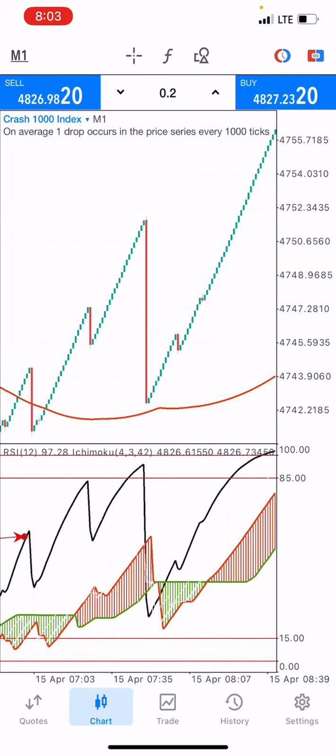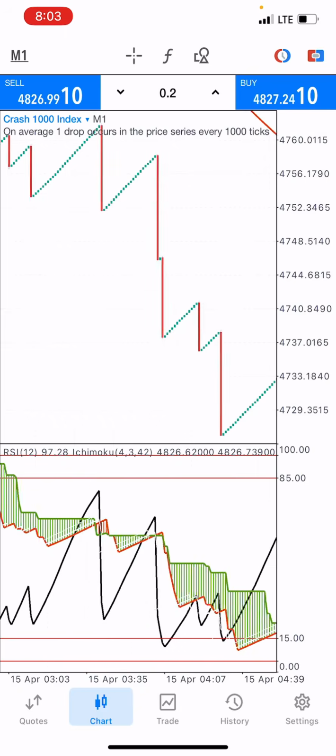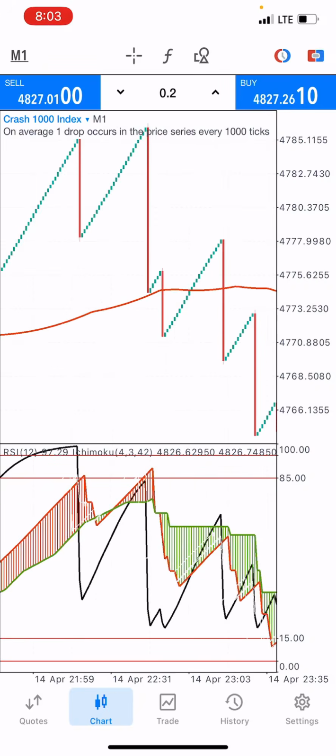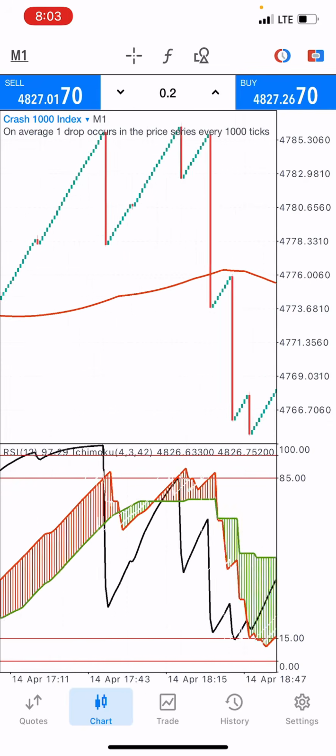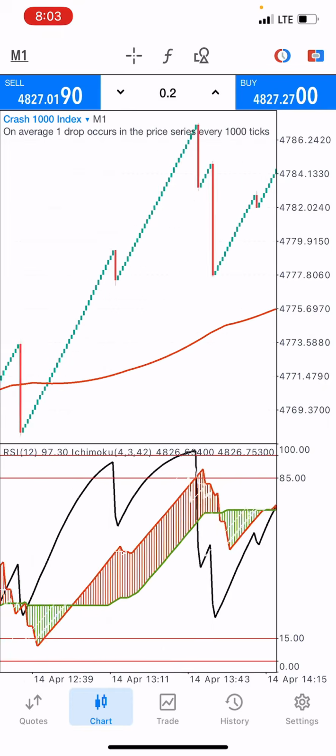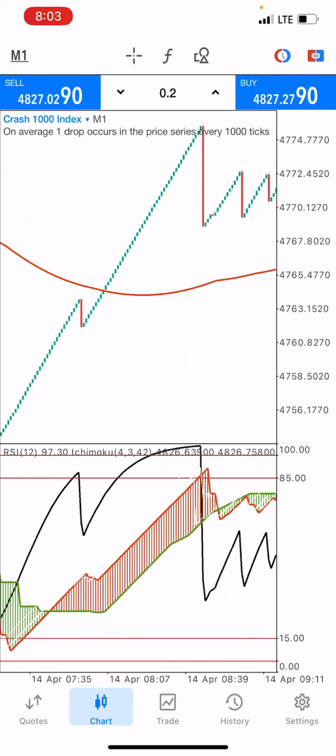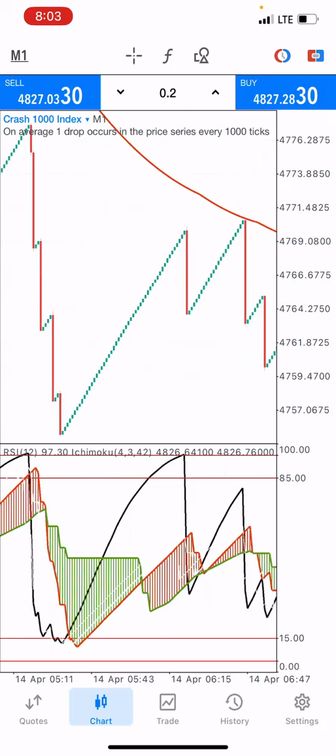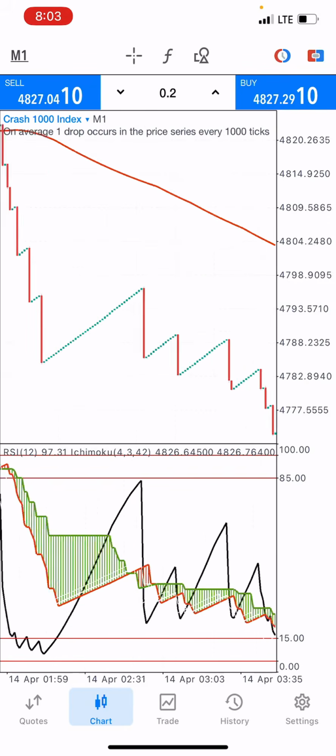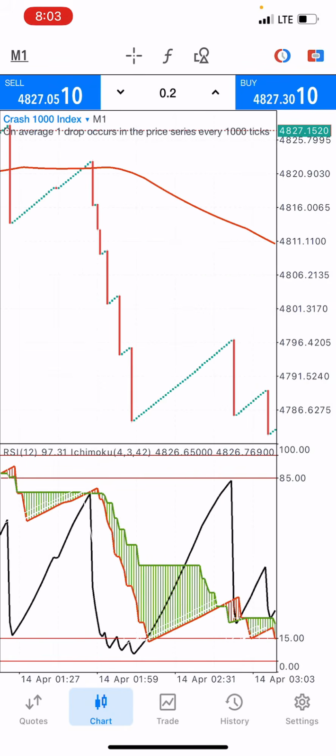If you keep going down, you see the same thing. It happens every time, guys. So you catch one spike, one or two spikes, and you're out.